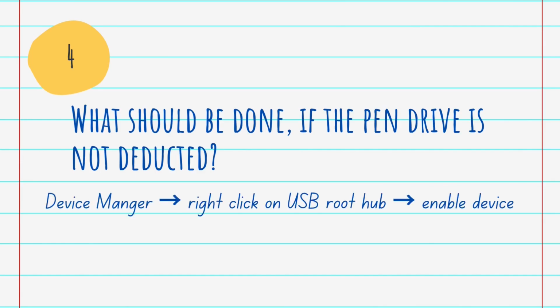Okay, then next question, what should be done if the pen drive is not detected? And the answer is, start by connecting your flash or pen drive to the PC, then right click on the PC option, next click on the properties option, then click on the device manager, right click on the USB root hub and enable the device driver.